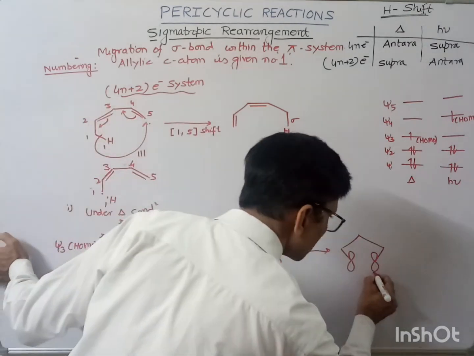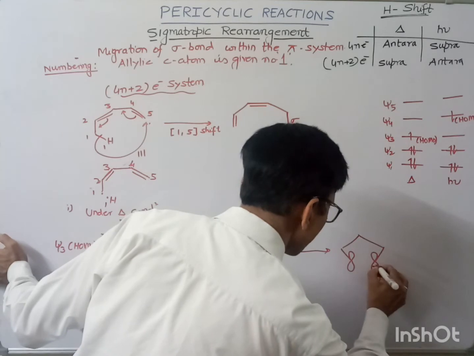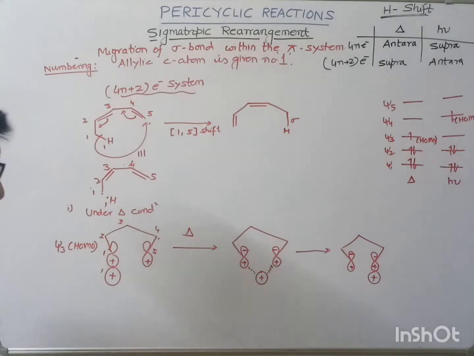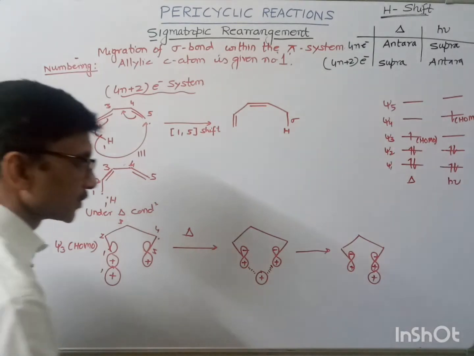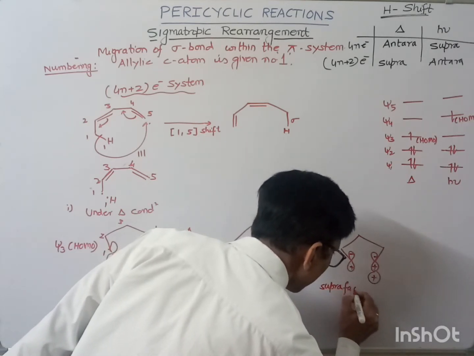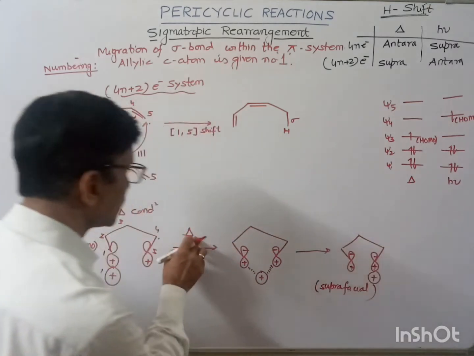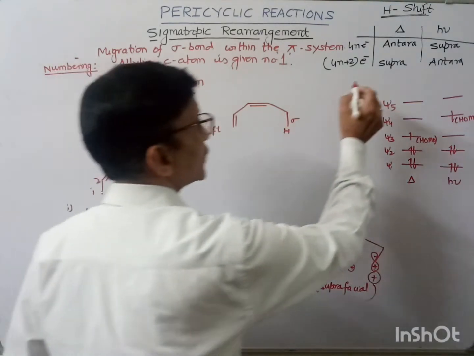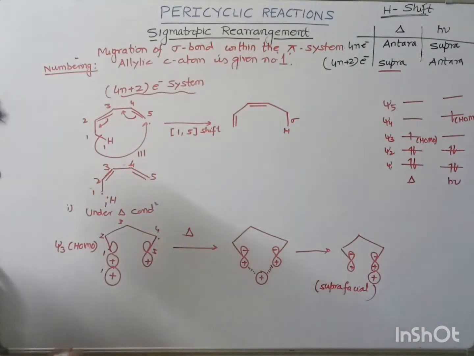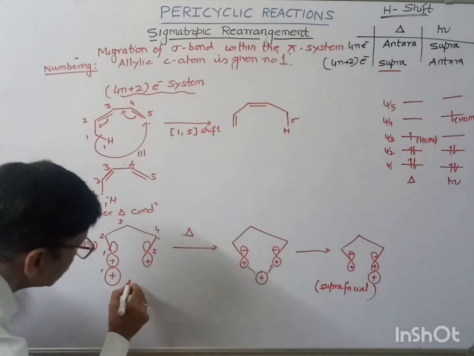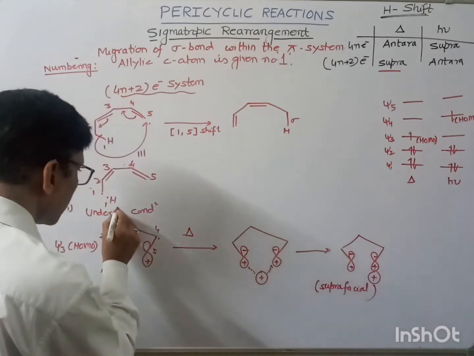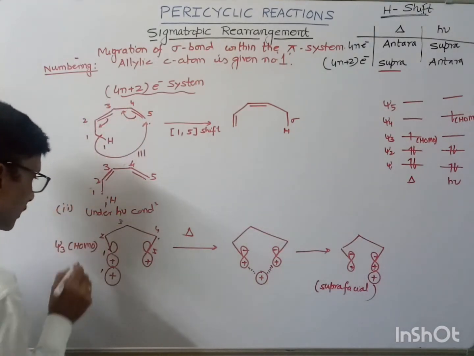Okay. Now, so this is our suprafacial interaction under thermal condition. So suprafacial interaction under thermal condition that we have got. Now under photochemical condition, what would be the HOMO? So let us see for photochemical condition, H nu, second case, photochemical condition.